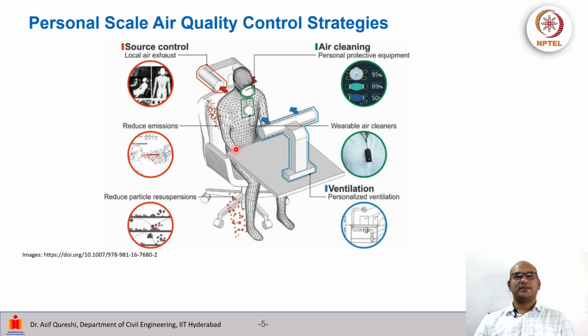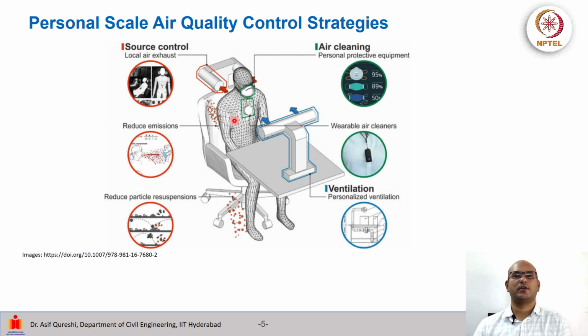At a complete personal scale, and this is an extreme case of course, one can use source control from local exhaust. One can reduce emissions from upholstery, for example. Then one can provide some personalized ventilation, which is basically clean air coming to the breathing zone of the participant. Have some wearable air cleaners, and then wear personal protective equipment. So maybe not coveralls, but maybe a mask. But generally, we do not want to come to this stage.